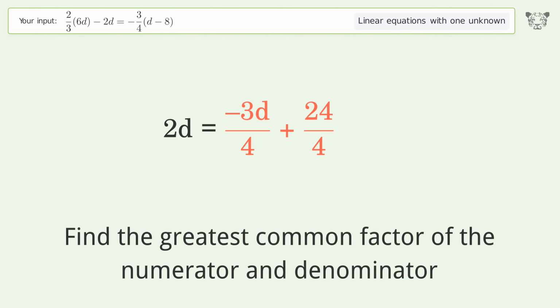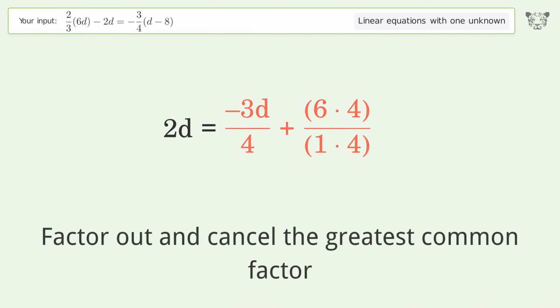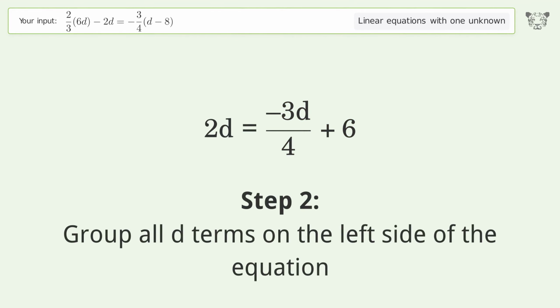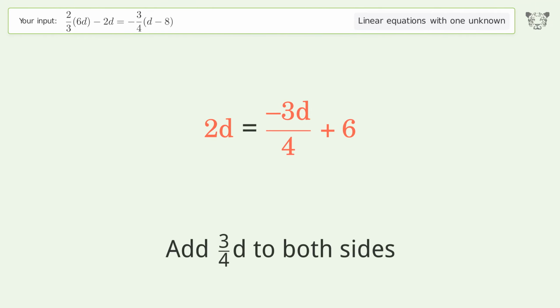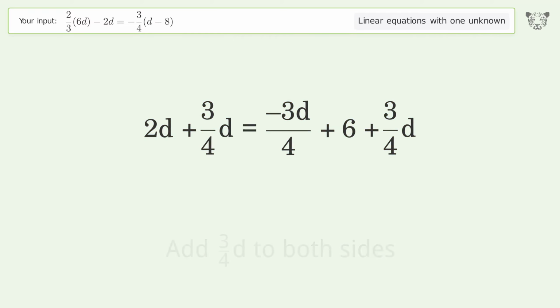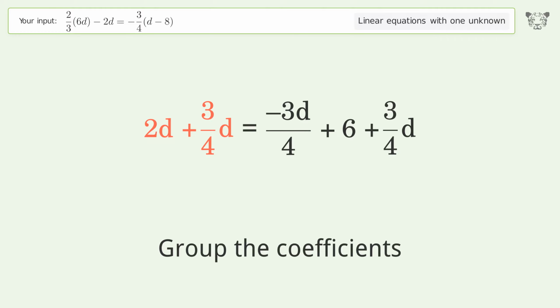Find the greatest common factor of the numerator and denominator. Factor out and cancel the greatest common factor. Group all d terms on the left side of the equation. Add 3/4d to both sides. Group the coefficients.